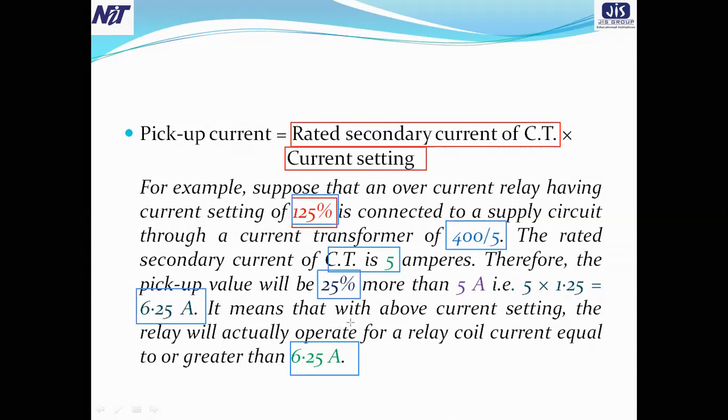It means that with the above current setting, the relay will actually operate for a relay coil current equal to or greater than 6.25 ampere. Okay, so in this way we can find the pickup current using the rated secondary current of the CT and the current setting.